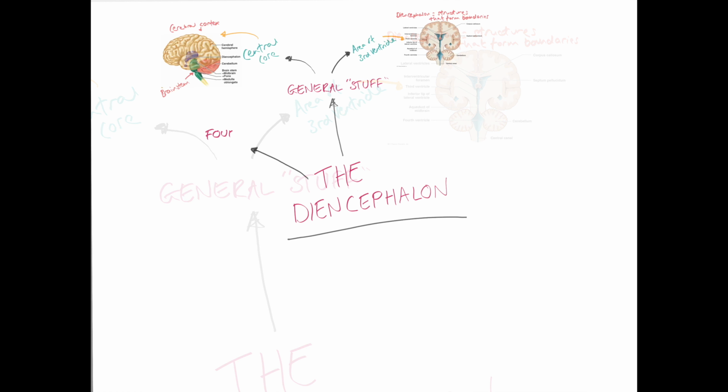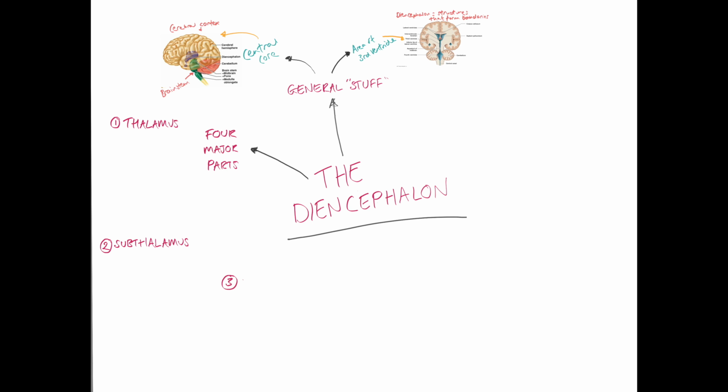The diencephalon is formed of four major parts: the thalamus, the subthalamus, the epithalamus, and the hypothalamus. There's also a few other important structures that we'll come back to later. Next, we'll take a look at the gross features and boundaries.